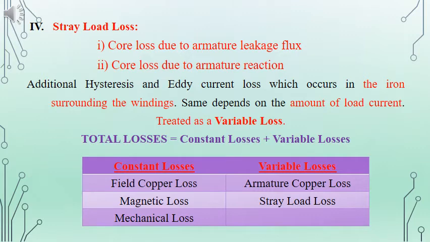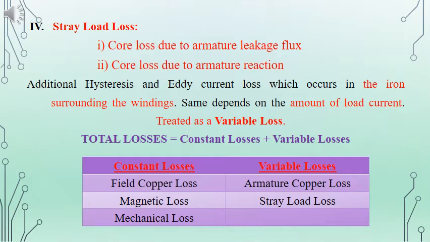The fourth type of loss that occurs in synchronous machines is stray load loss. It is similar to the core loss that we had already. We have the core loss that occurs due to the armature leakage flux and armature reaction. Here this loss occurs in the iron surroundings of the windings, and the loss depends on the load current. So we will have to consider the stray load loss as a variable loss.